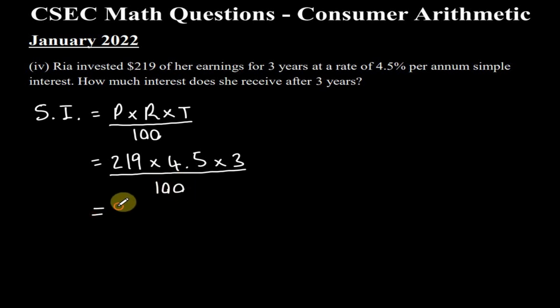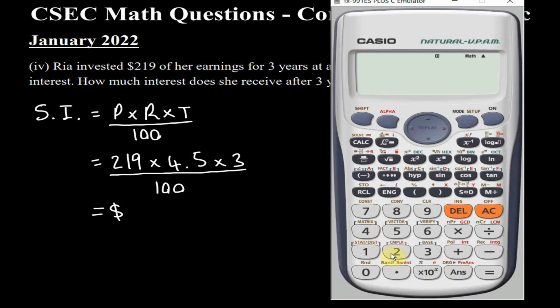Let's see what we'll get here. And I'll use my calculator to aid me here. So it's 219 times 4.5 times 3, divided by 100. And let's see what I'm getting here. So I'm getting 29.565. So I'm just going to write this to 2 decimal places. So I'm going to use this 5 to round up the 6 to 7, so it's 29.57.